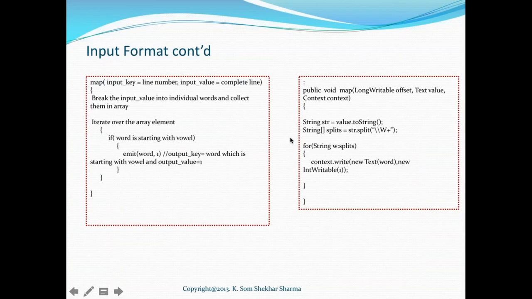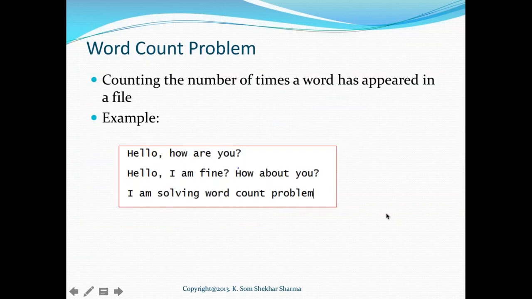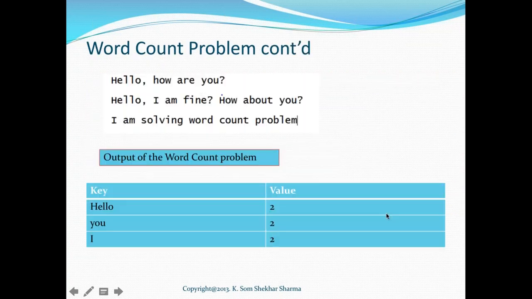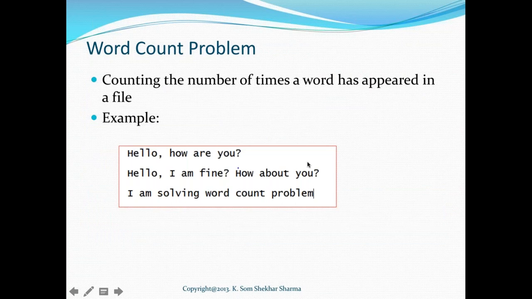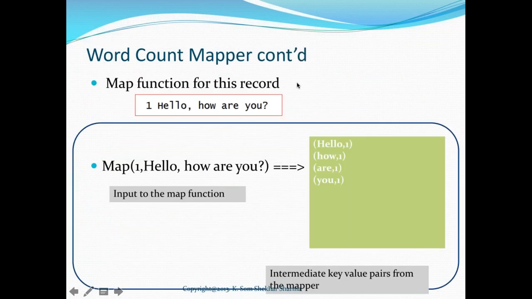Okay, and this is the actual logic. Break the input value into individual words. So you take the value, convert it to a Java string array, then you split, then you iterate over the array elements, and you are outputting the word and the value as one. So this is actually the same repetition of the word count problem we have done, counting the number of times a word has appeared in a file.